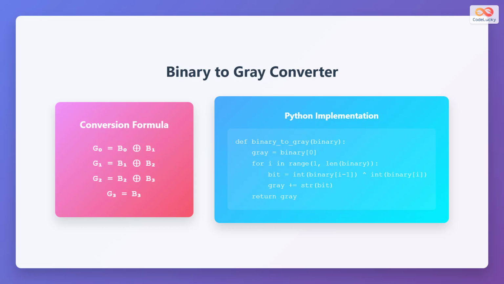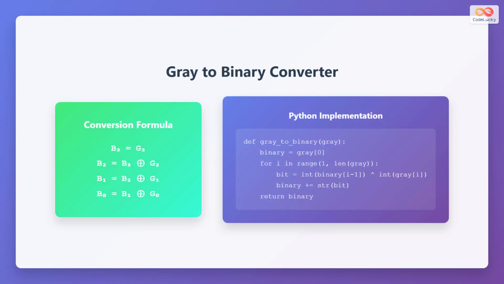And now, for the Python implementation. Define a function called binary to gray, which accepts a binary number as input. Gray is equal to the first digit in the binary number. Begin a for loop. For I in the range of 1 to the length of the binary number. Bit is equal to the integer of the previous digit XOR with the current digit. The gray number is the addition of the string of the bit. Return the gray number.